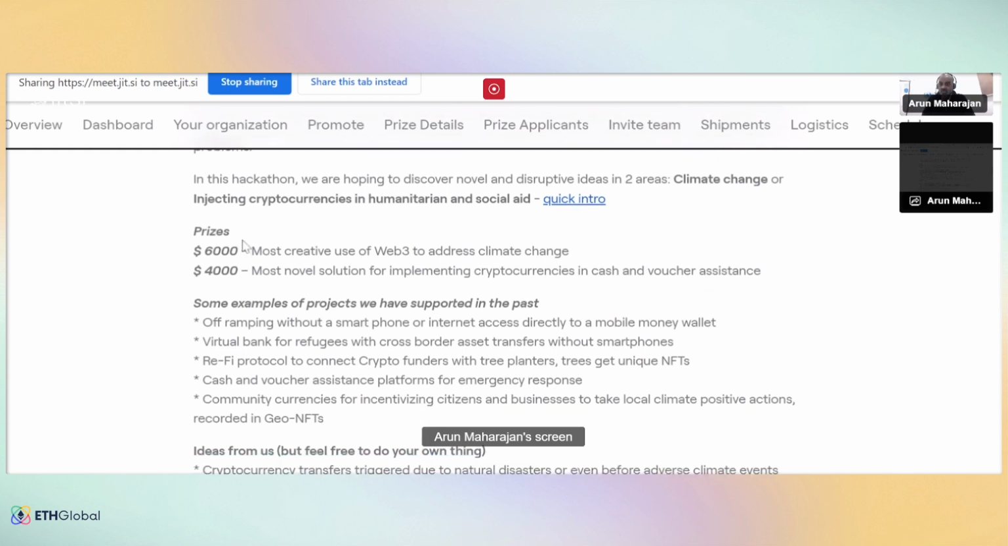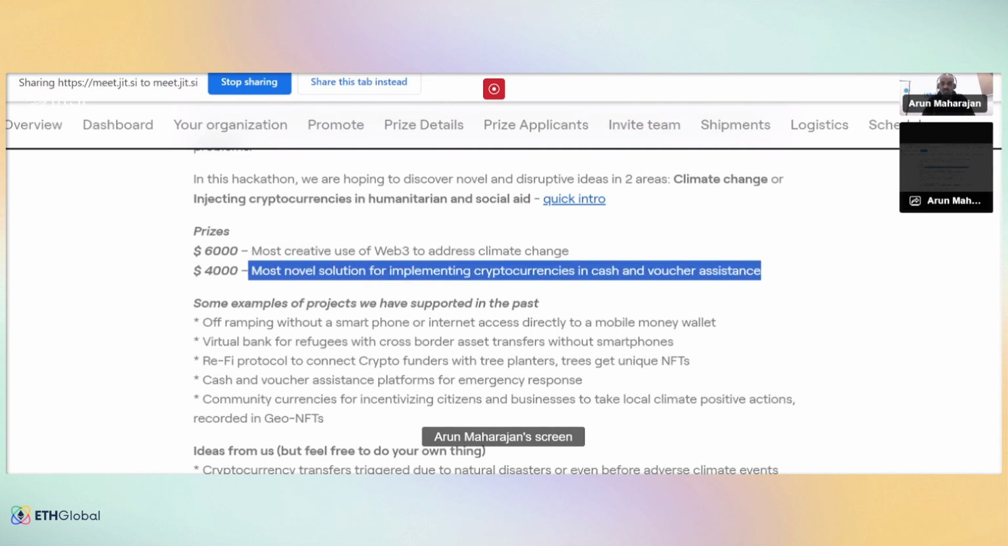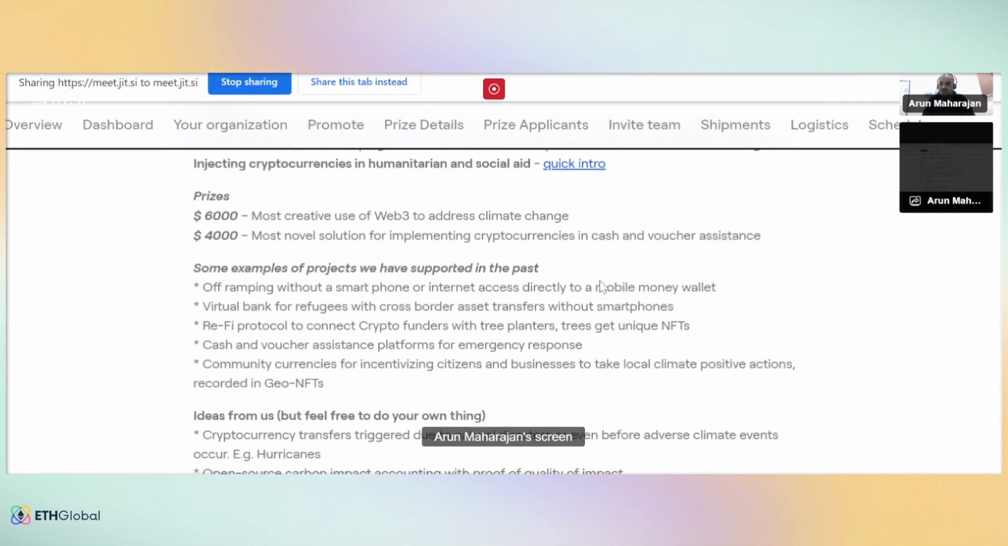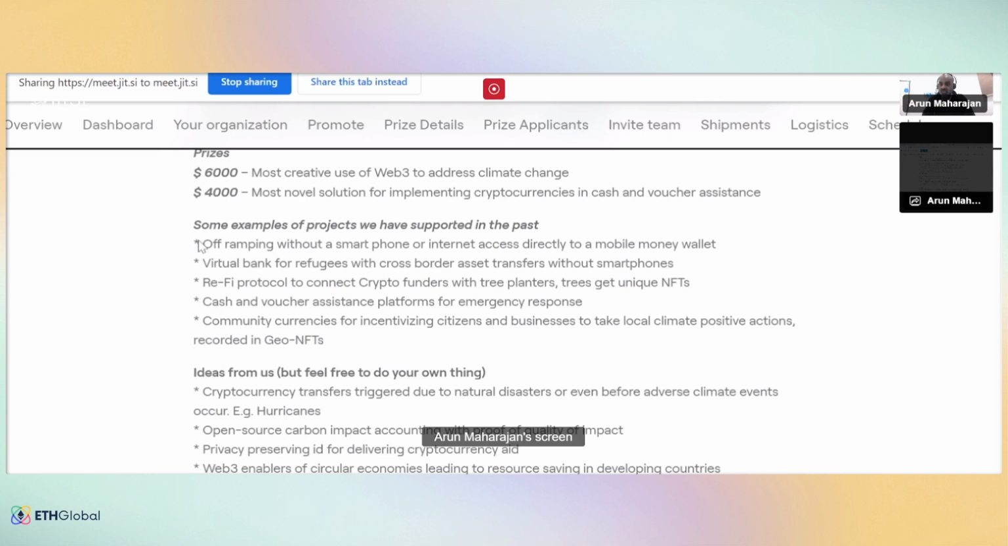Yeah. So we have about $10,000 in prize money. So 6,000 for most creative use of Web3 to address climate change, and 4,000 for most novel solution for implementing cryptocurrencies in cash and voucher assistance. Here are some examples of projects that we have done in the past.